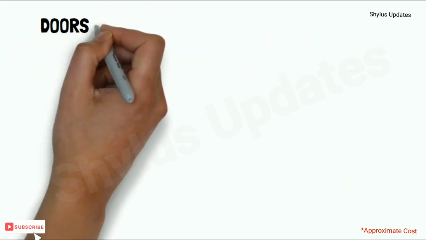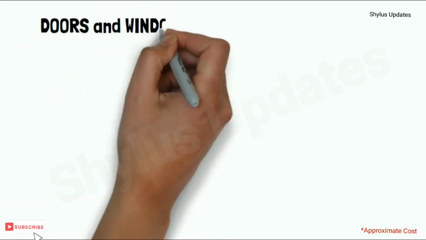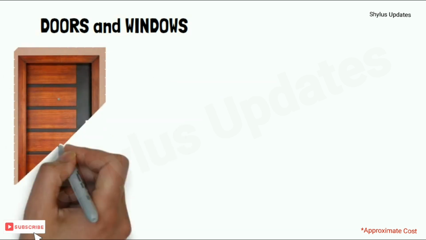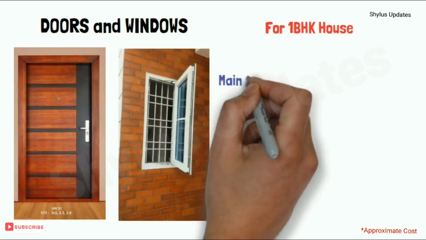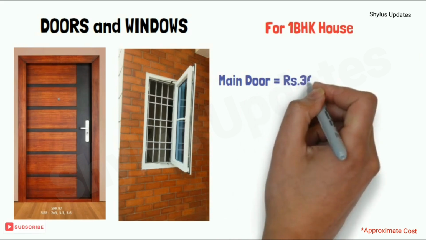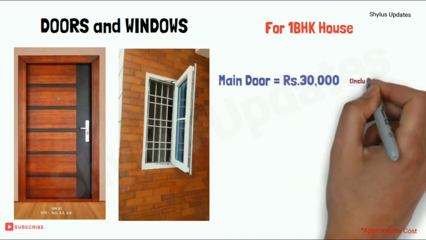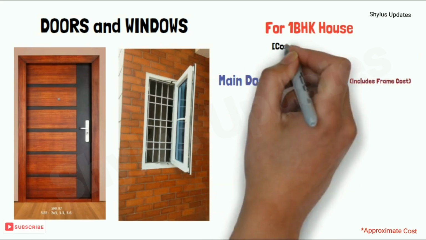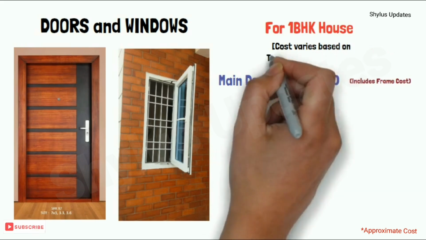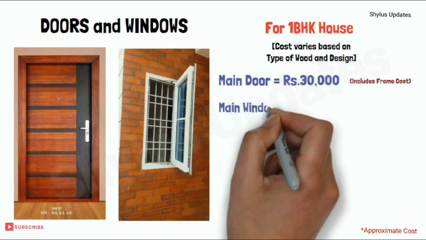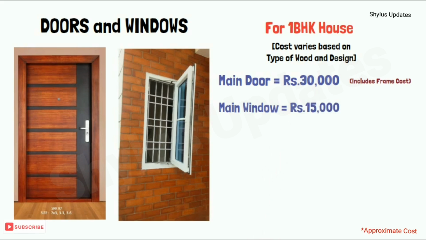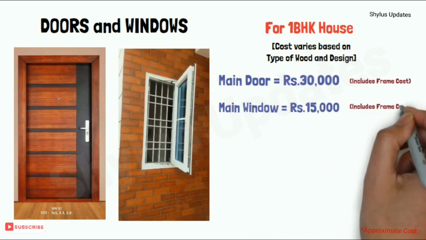Doors and windows for 1 BHK house. Main door rupees 30,000, which includes frame cost. This cost varies based on type of wood and design. Main window rupees 15,000, which includes frame cost.